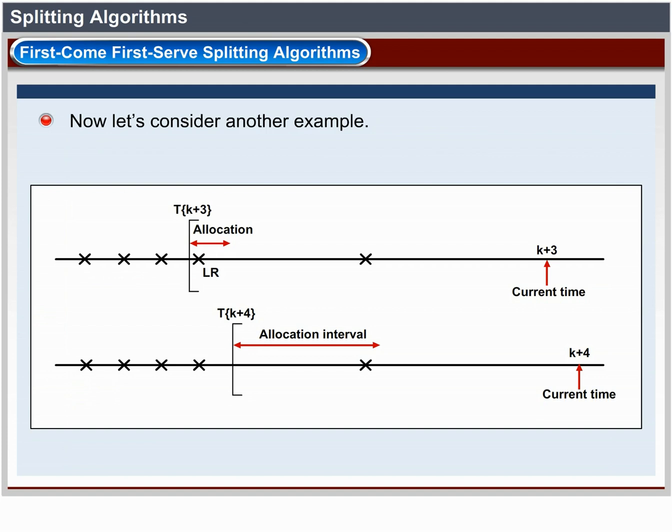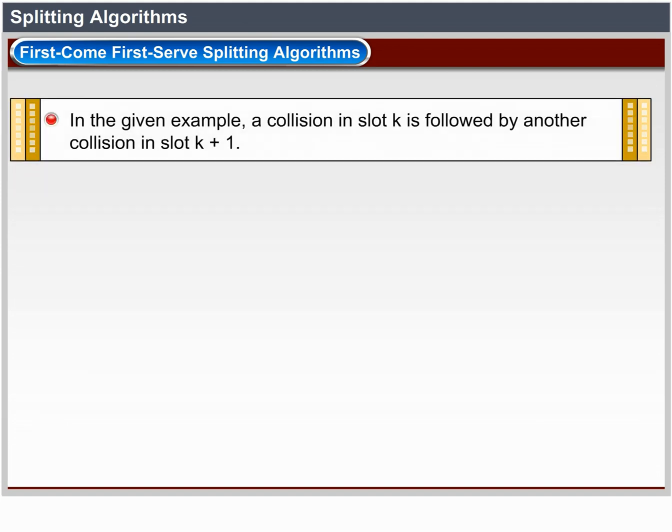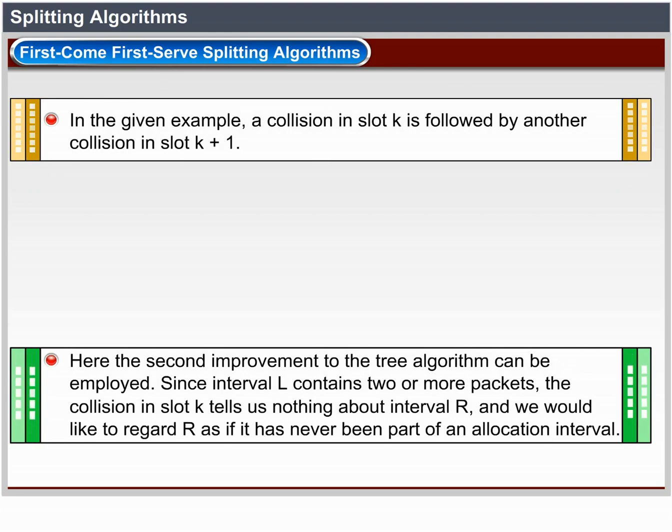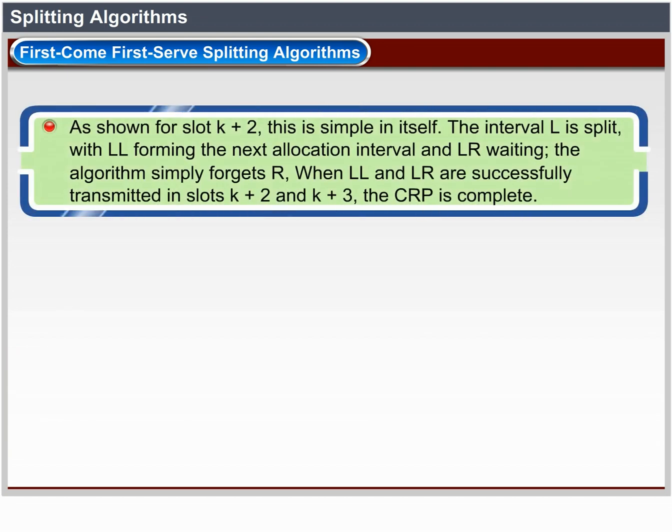In the given example, a collision in slot k is followed by another collision in slot k plus 1. Here, the second improvement to the tree algorithm is employed. Since interval L contains two or more packets, the collision in slot k tells us nothing about interval R, and we would like to regard R as if it never had been part of an allocation interval. As shown for slot k plus 2, this is simplicity itself.